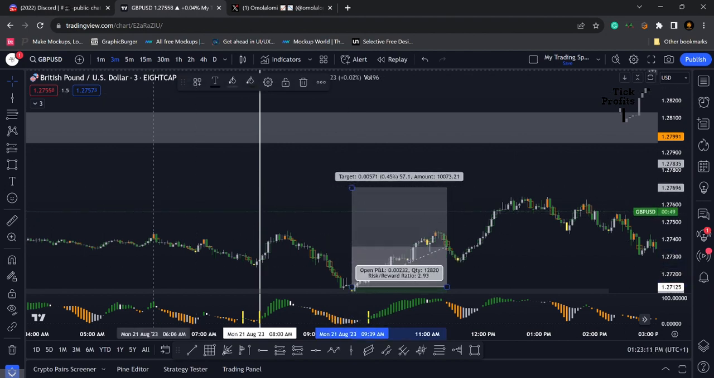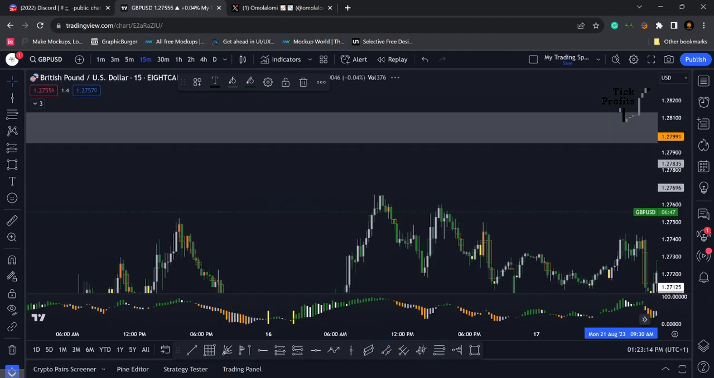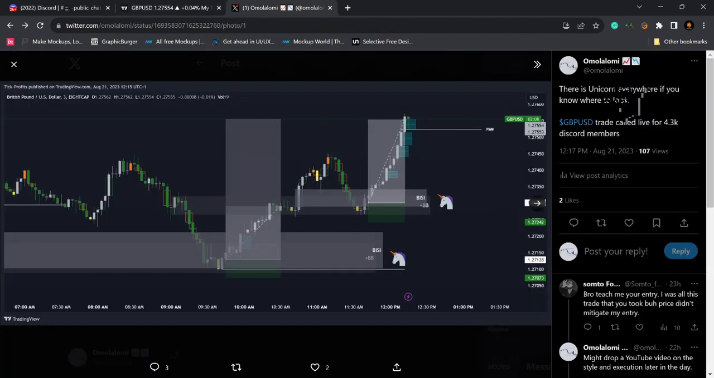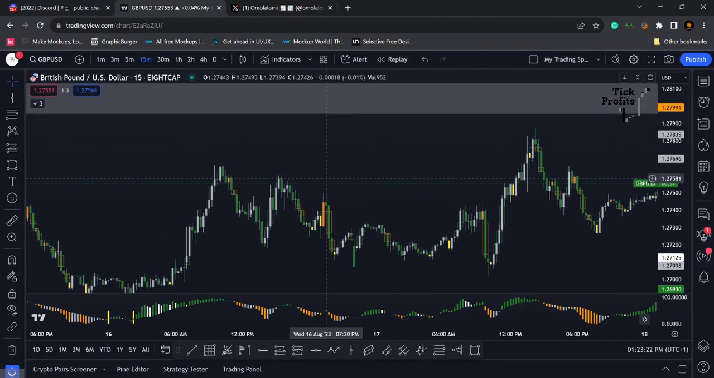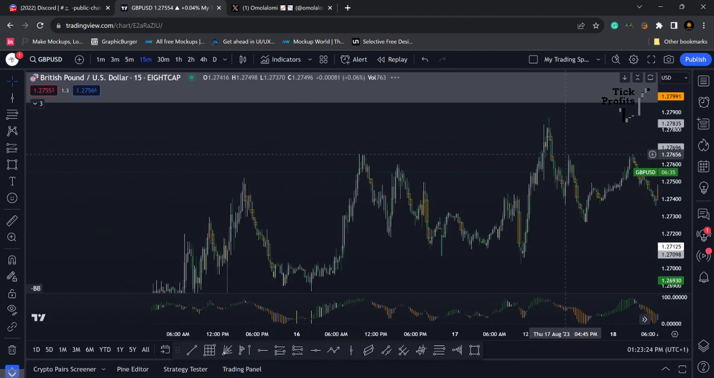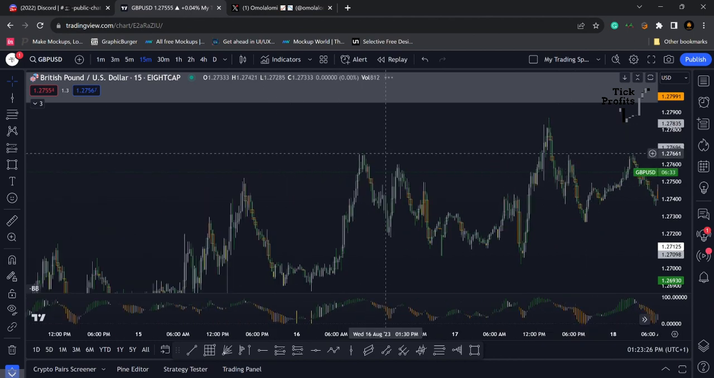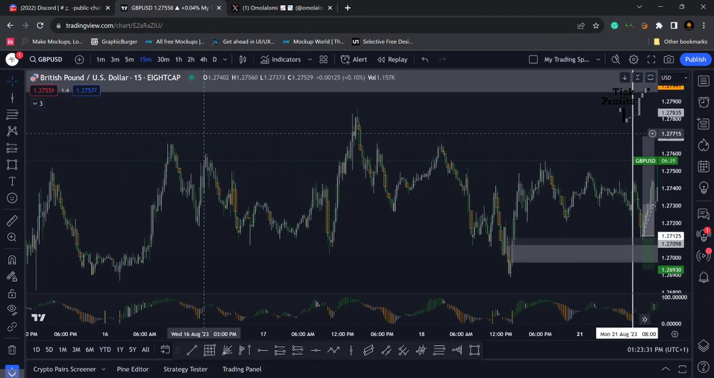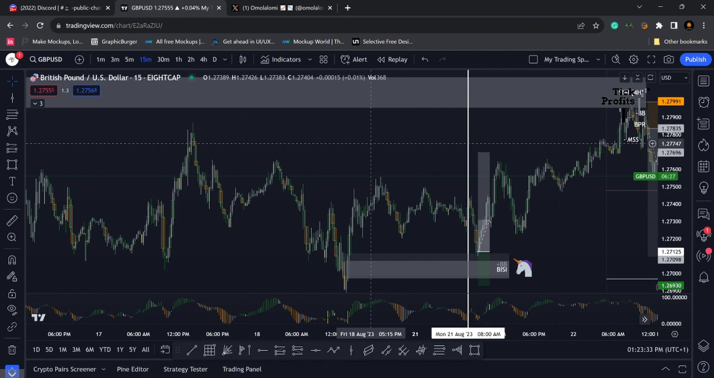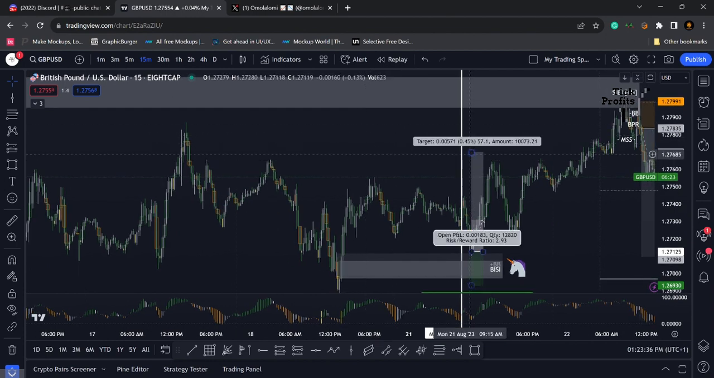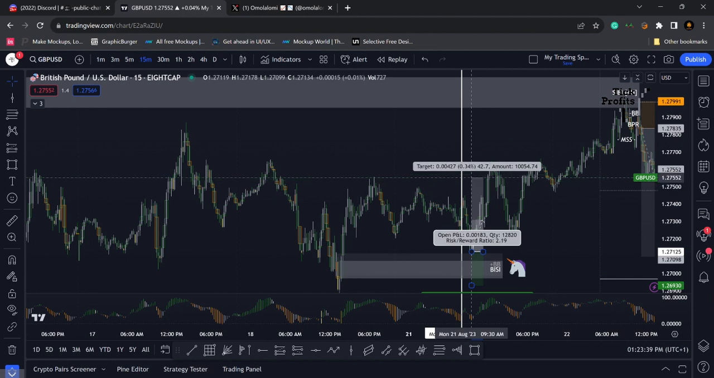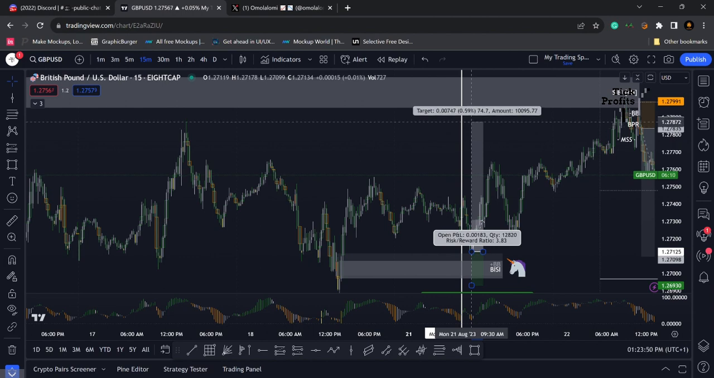Then what high did I target? I can't remember the high that I targeted again. Okay. So I think I targeted this high at first. Then when I saw that price continues to trend upward, I moved my target here, and ultimately I targeted this high.